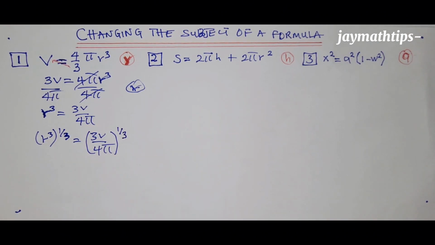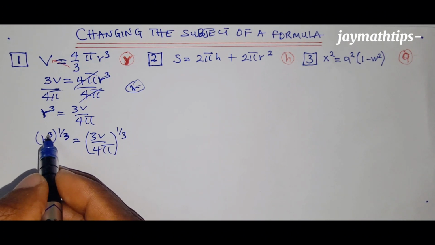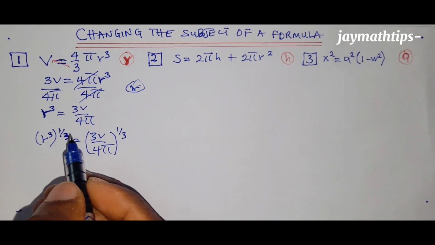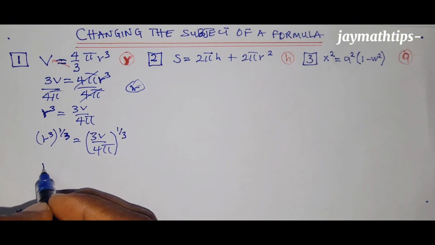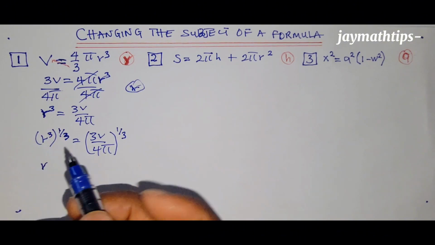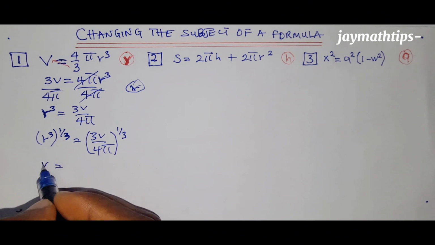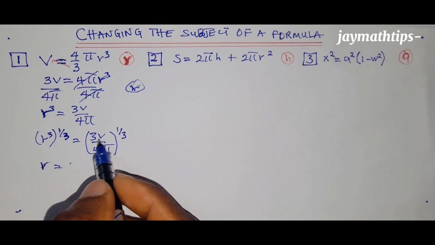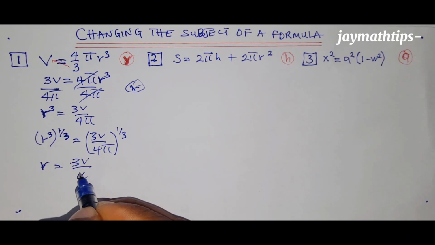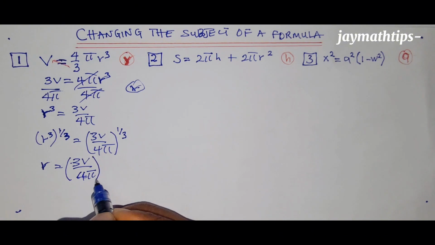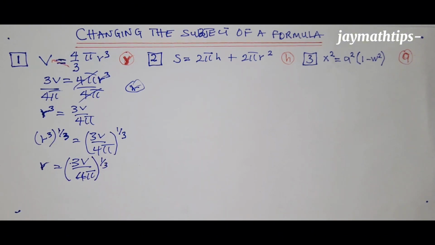So you see now that 3 times 1 is 3. 3 divided by 3 is 1. So this other side will give us r raised to power 1, so no need of writing it. Equal to this one here. Let's maintain it. 3V all over 4 pi all raised to power 1 all over 3. And funny enough, this is our answer.